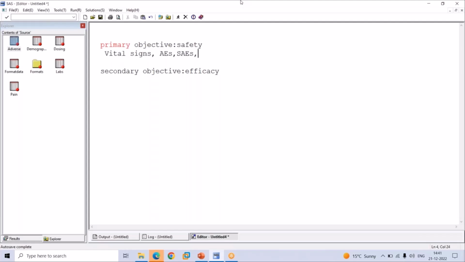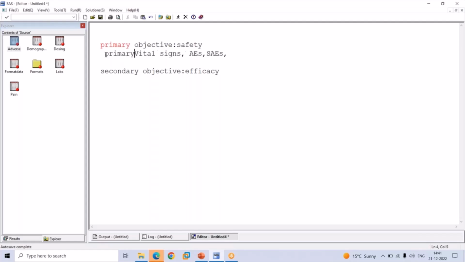Adverse events, which are serious or non-serious. So whether the adverse event is serious. We'll collect the adverse events before the drug and after the drug. Vitals also, any change after treatment with the new drug, and physical examinations. So we'll check these parameters. These are called endpoints.